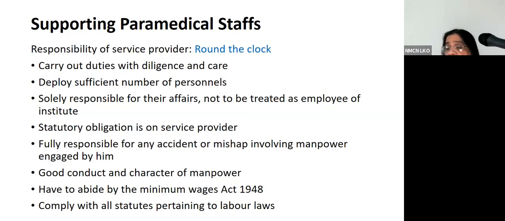All the manpower put in by the PPP partner will carry out duties with diligence and care, and deploy a sufficient number of paramedical staff. The private partner or vendor is solely responsible for affairs related to the manpower, and they are not to be treated as employees of the institute. The statutory obligation is on the service provider, who is fully responsible for any accident or mishap involving manpower engaged by him. They have to have good conduct and character, and abide by the Minimum Wages Act and the labor laws.